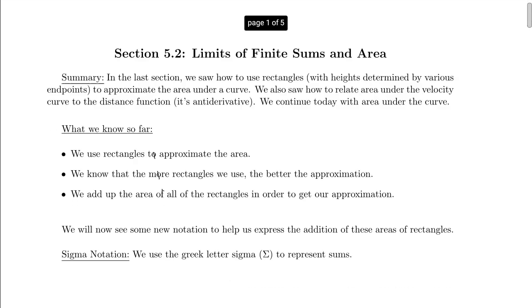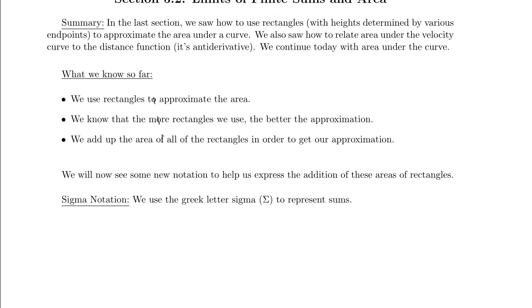What we know so far is that we can use rectangles to approximate area. The more rectangles we use, the better the approximation will be. If you have an interval of length 5 and only 5 rectangles, they all have nice base length 1, but your approximation may not be great. If you did something like 15 or 20 rectangles, it would be a pain, but your approximation would be much better. Finally, if we add up the area of all the rectangles, we get our approximation for the area under the curve.